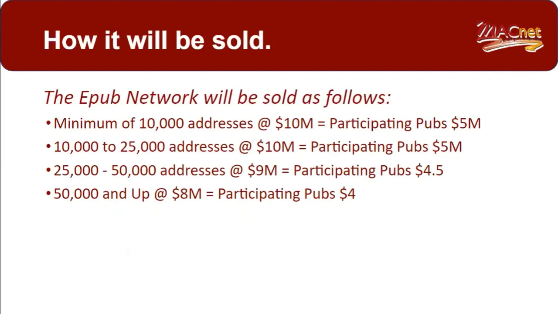The Epub network will be sold as follows. We have 4 different levels. So the minimum is 10,000. So if a person comes to us and says, I only want 5,000, that's all I want to pay for, the minimum is 10,000 as far as the cost is. So that 5,000 would be $100, okay? The 10,000 to 25,000 still stays within that $10 a thousand. 25 to 50 is $9 a thousand. 50,000 up is $8 a thousand.